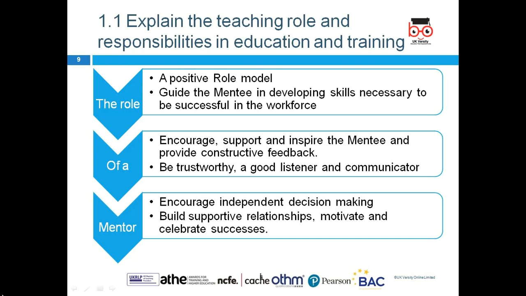So there'll be a positive role model for you. They'll guide the mentee. So for example, your mentor will guide you in developing your skills. They'll encourage and support you. They'll give you constructive feedback. So if they see something that you're not quite doing right, they're not going to say, oh, Geeta, that was horrible, you don't know how to work. They're going to come and say to you in a constructive way, you did a good job, you started off well, but I think you should focus on this, this, and this.